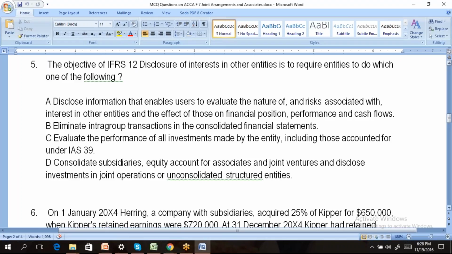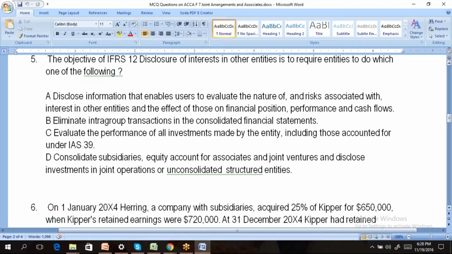So the answer is A. Correct. The purpose of IFRS 12 is to give information for the users of financial statements, mainly the shareholders, but there are so many other users, for them to evaluate the nature and risk associated with interests in other entities and the effect of those on the financial position, performance and cash flows. That is the purpose, so A is the right answer.